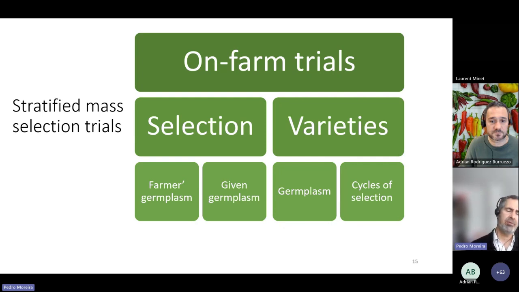Well, if you remember the slides that Professor Adrian showed you on mass selection, you saw that you select plants that would be the progenitors for the next cycle, the next year, for instance. But in our case, we need that we have different sites in the field.